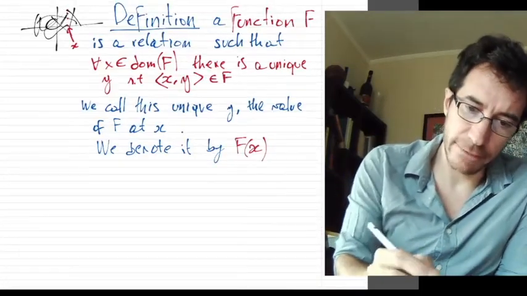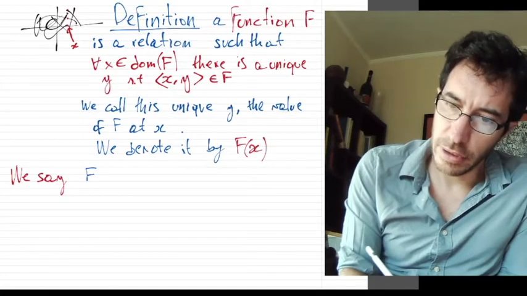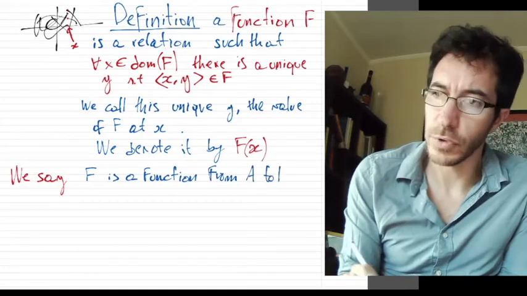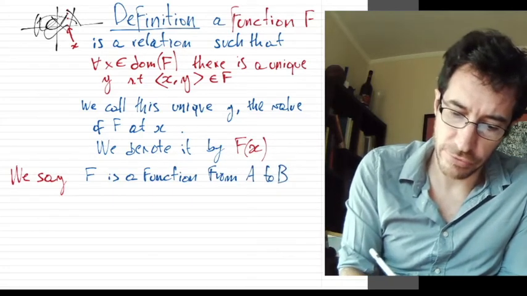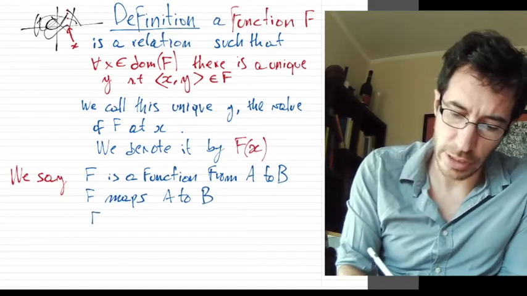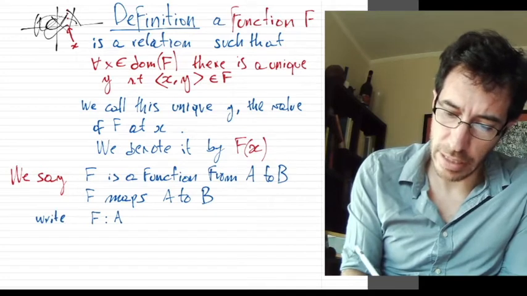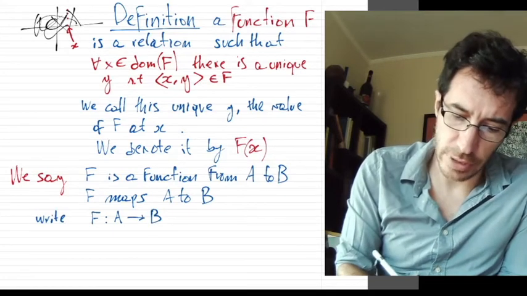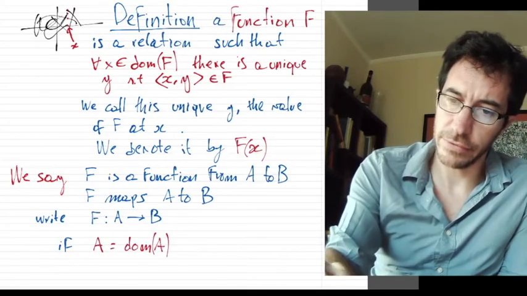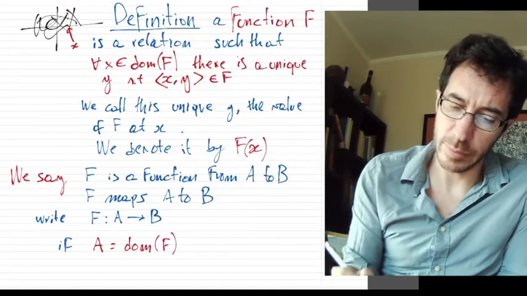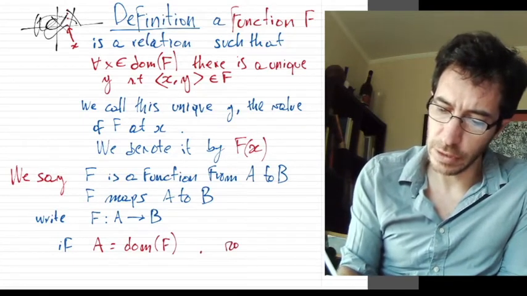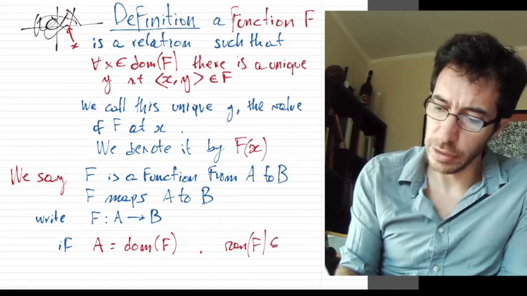Okay, what else? So we say that f is a function from A to B, or in other words, that f maps A to B, or we just write f from A to B, if A is equal to the domain of f, which we defined in the previous video, and the range of f is included in B.